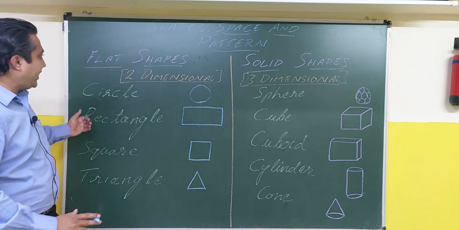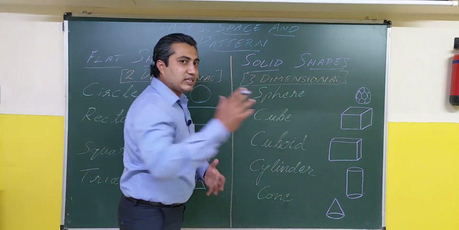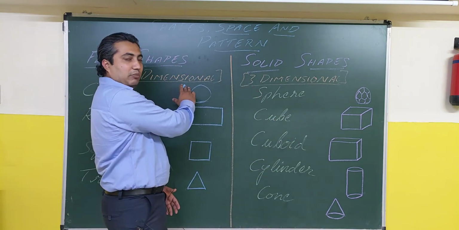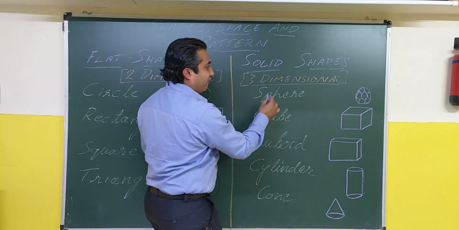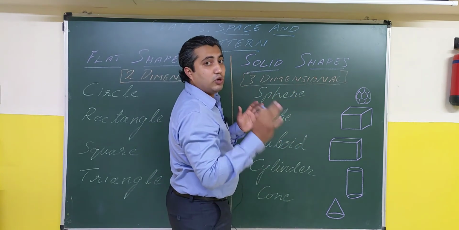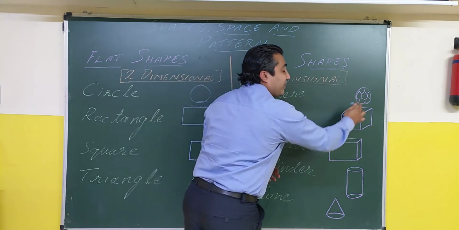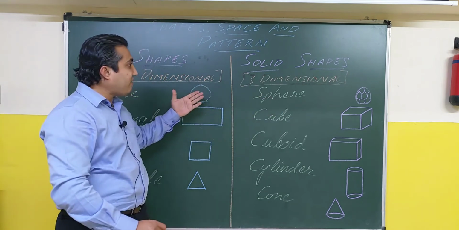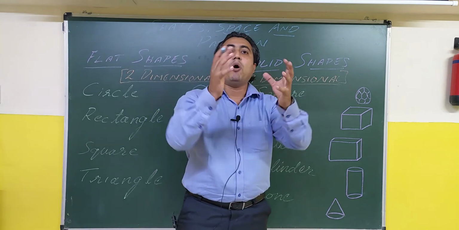Okay. Now students, let us go to solid shapes. What is a solid shape? We had discussed what is a solid shape. And just as flat shapes are called 2 dimensional, solid shapes are called 3 dimensional. Now the first solid shape that we are going to discuss is sphere. It is called a sphere. It is round. It is like a circle, but it does not have just one face, it has more than one face. So sphere is like a ball.